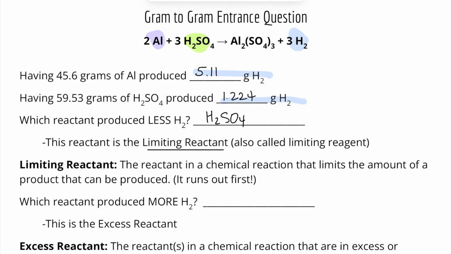Which product produced more? Well, our aluminum produced more, which means that was our excess reactant. It could produce 5.11 grams of hydrogen, but it's going to stop producing after this much because our H2SO4 is running out. And again, our definition for excess reactant: the reactant or reactants, if there are multiple in a chemical reaction, that are excess or remaining after the reaction is complete.